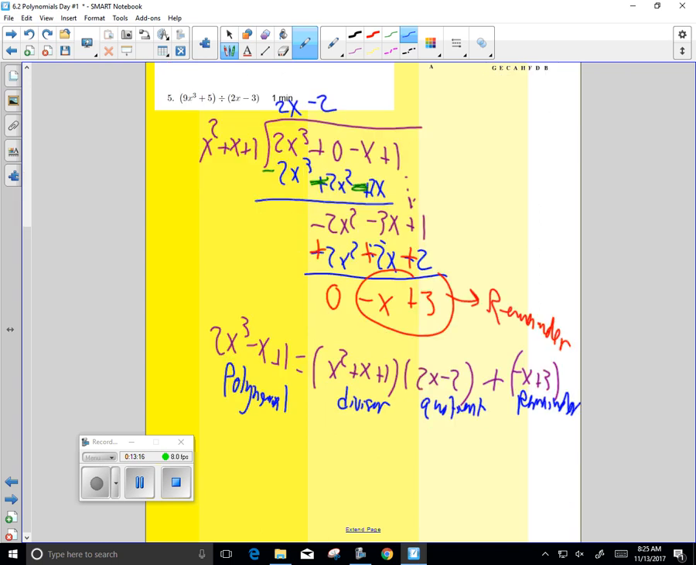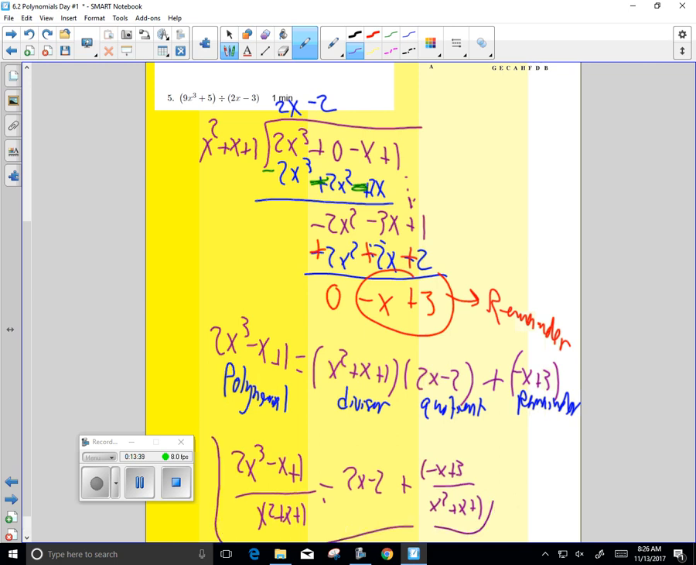Fun stuff. And then you don't have to do this, but you might see this as 2x cubed minus x plus 1 over x squared plus x plus 1. And if you divide by that, you're going to get 2x minus 2 plus negative x plus 3 over x squared plus x plus 1. This is an alternate way of showing it, but it's the same as this. Just doing a little algebra.